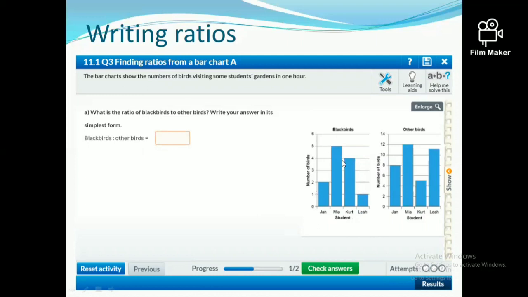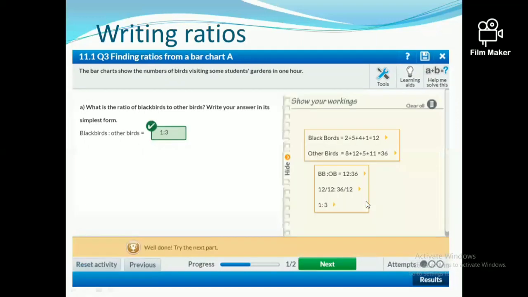This is given in a different language, but it doesn't matter. Anyway, altogether, how many blackbirds are there? 2 plus 5, 7, plus 4 is 11. 11 plus 1 is 12. Let's see, it's 12.